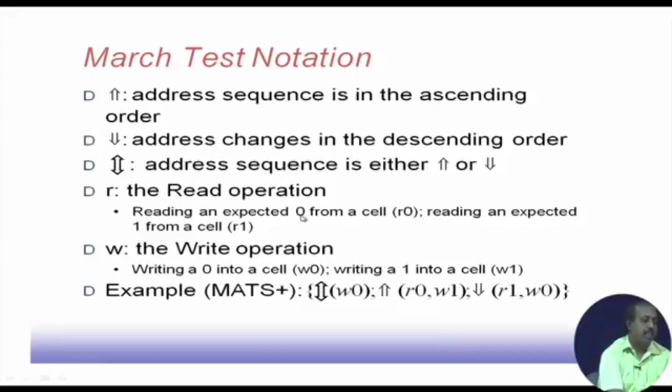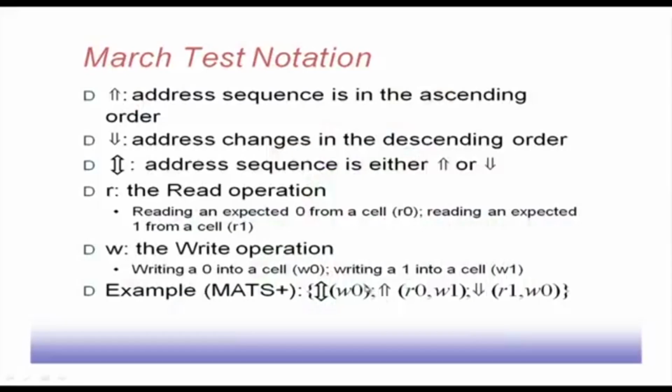So, that way we can identify the faulty situation. The value that we expect to read is written after R, and similarly the value that we are going to write to the cell is written after the letter W. For example, this is MATS plus, a march test pattern. It has 3 march elements: this is the first one, this is the second one, and this is the third one. The first one can be applied in any order, either increasing or decreasing order, and it will fill up the entire memory with 0, because it says write 0. So, all the cells will now contain 0.